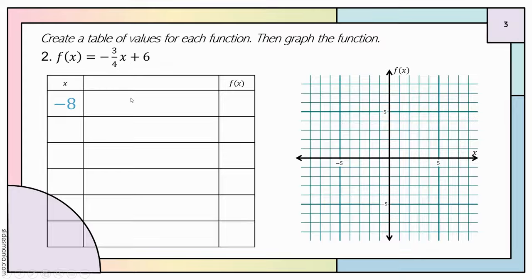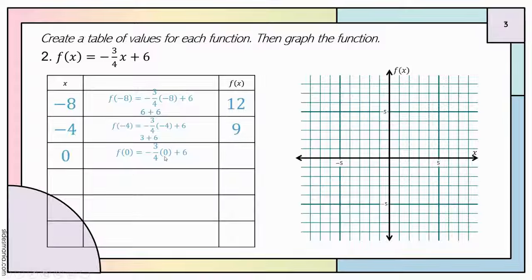So we're going to substitute negative 8 in for x. So I'm going to take negative 3/4 times negative 8. A negative times a negative we know is positive. 8 divided by 4 would be 2, and then 2 times 3 gives us 6. So I have 6 plus 6, which gives us 12. Next, I'm going to use negative 4. Negative 3/4 times negative 4. Again, a negative times a negative is positive. If I take 4 divided by 4, I get 1, and then multiply that by 3, we get 3. 3 plus 6 gives us 9.